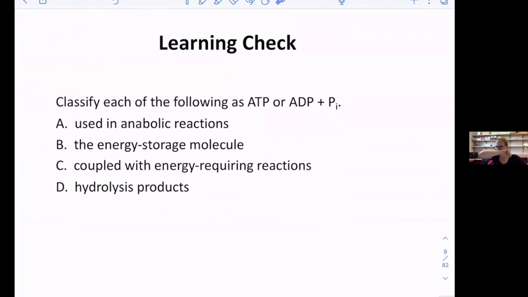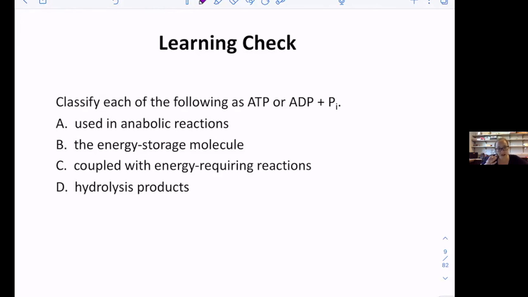So, learning check right now. Just real quick, classify each of the following as ATP or ADP plus phosphate, so Pi. Take a moment and think about, based off of the different characteristics of catabolic or anabolic reactions, what you would need in order for this reaction to occur. I'm going to go through the answers as always, but you should pause the video and try it on your own.